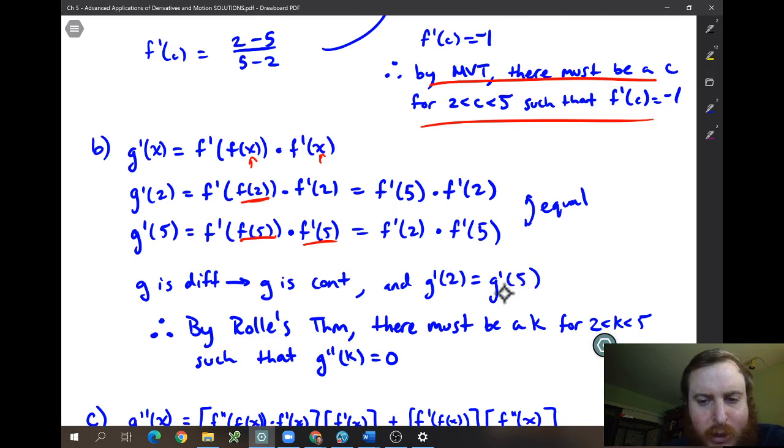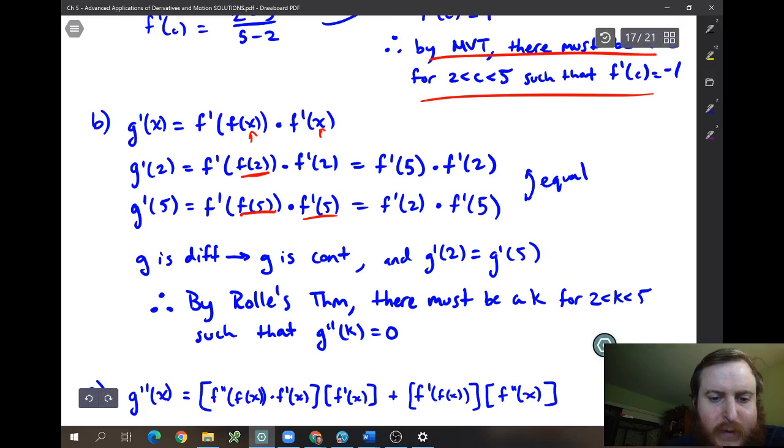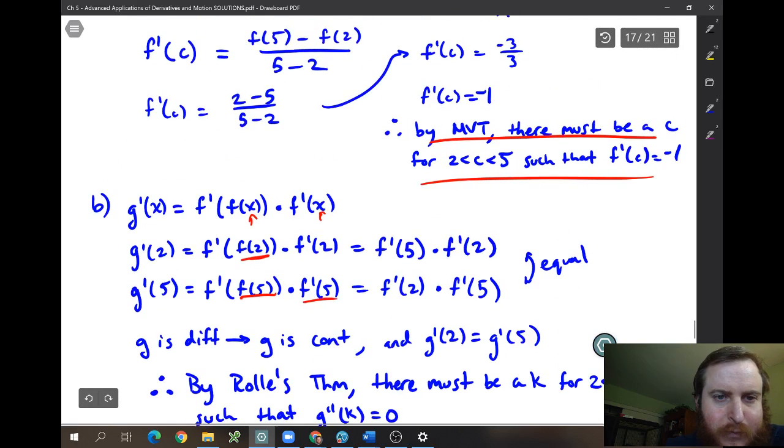G prime of 2 is equal to g prime of 5. That's all of the conditions for Rolle's theorem. So by Rolle's theorem, there must be a k for 2 less than k less than 5 such that g double prime of k equals 0. Like I said, if you wanted to do MVT, you could, but then you would have needed to show the subtracting and that became 0 in the numerator, and that could have worked. But this is the most direct approach.